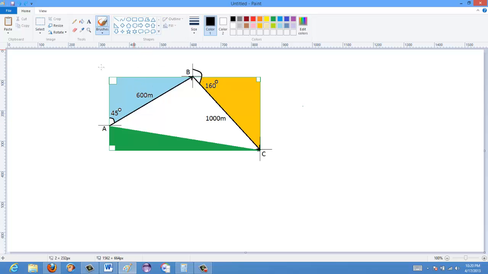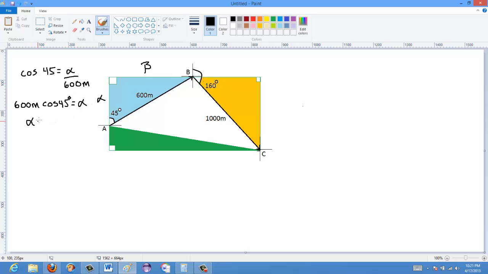Let's start off with finding this length here and this length here. I'm going to call this alpha, and I'll call this beta. So I have cosine of 45 degrees is equal to adjacent over hypotenuse, so it's alpha over 600. So 600 meters times cosine of 45 degrees is equal to alpha.